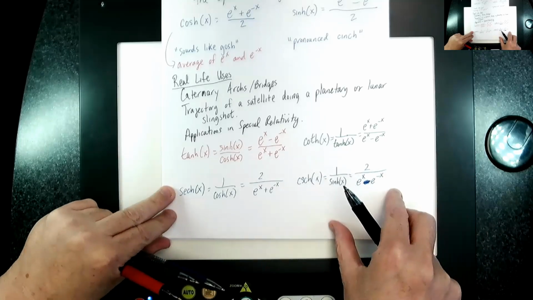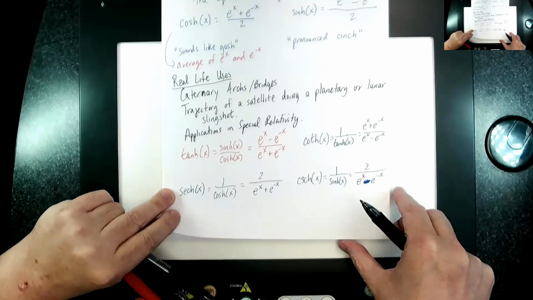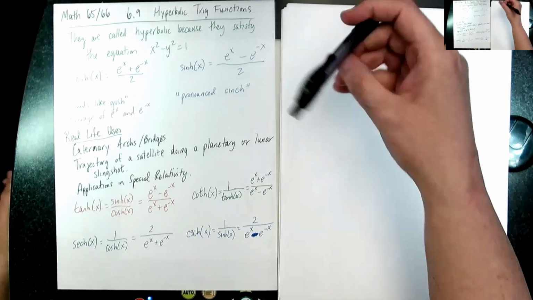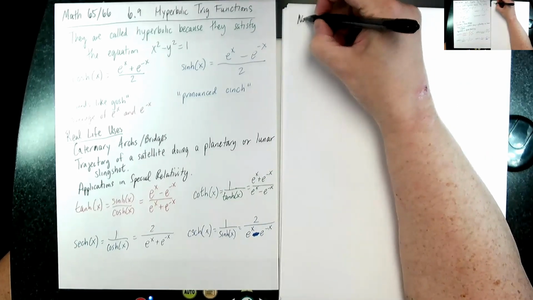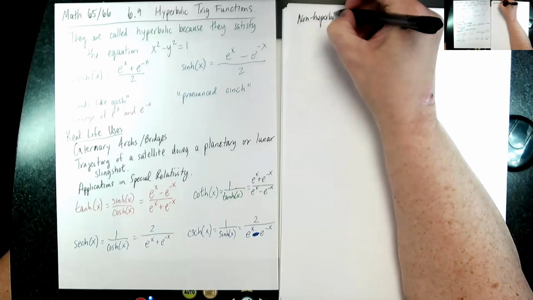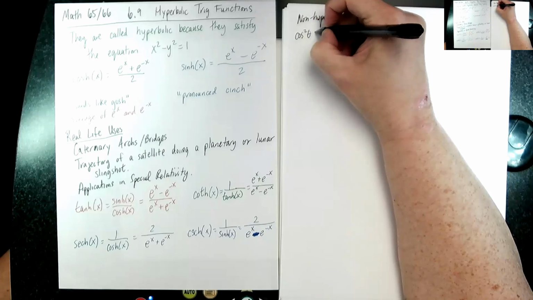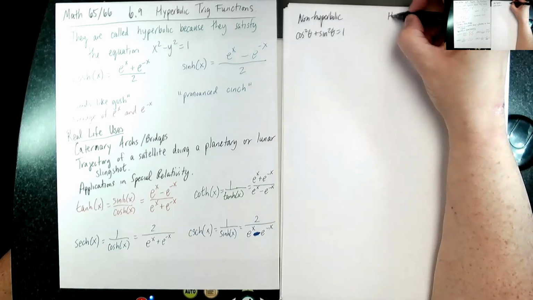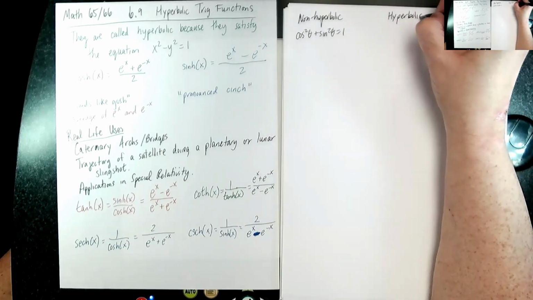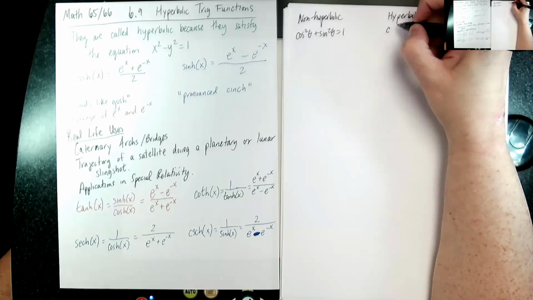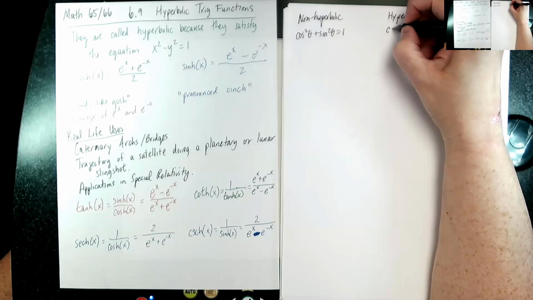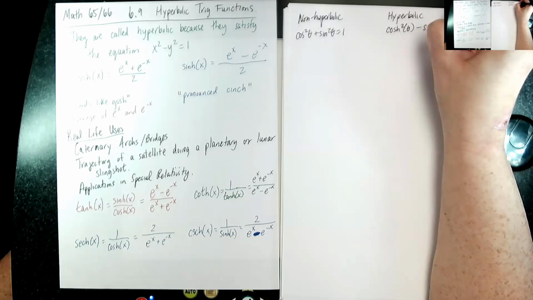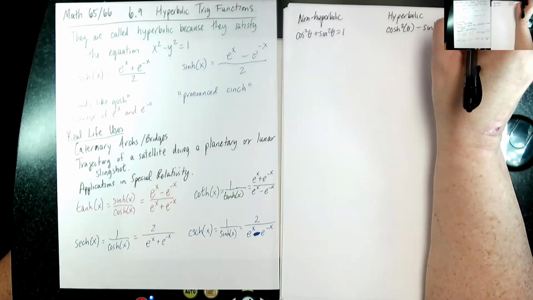Remember your beloved cosine squared x plus sine squared x equals 1. So non-hyperbolic. Hyperbolic. So close. It is cosh squared minus sinh squared.